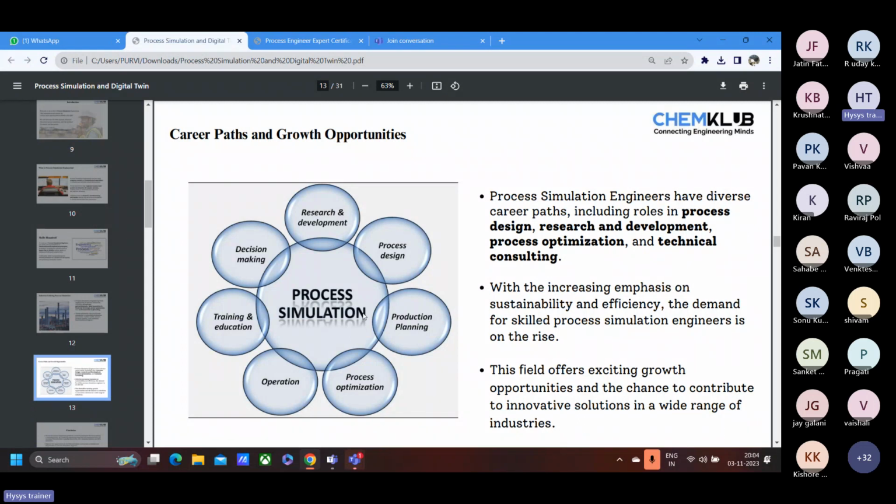So see, these are the majority of career paths and growth opportunities that simulation engineers can have. And nowadays, with increasing emphasis on sustainability and efficiency, the demand is increasing day by day for skilled process simulation. Every time we take interviews, I think this is a must-have skill everywhere. This field also offers exciting growth and opportunities in your job. Also, if you have knowledge of this kind of software, then your growth ladder is very good in that particular organization. Does anyone have a doubt?